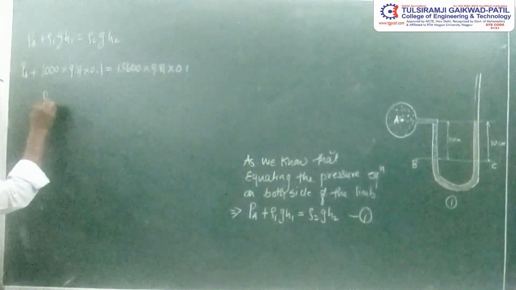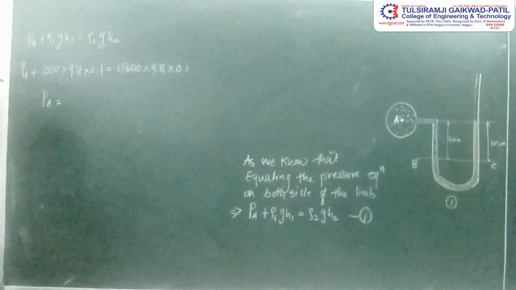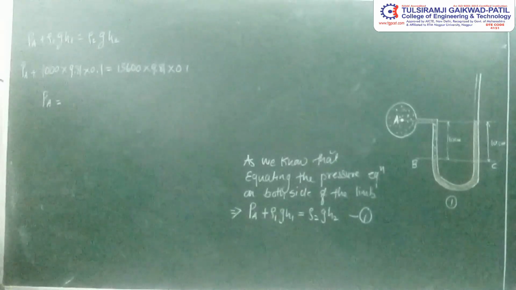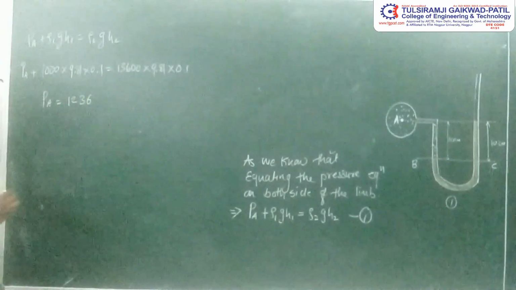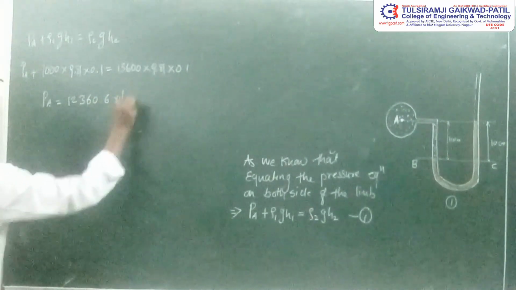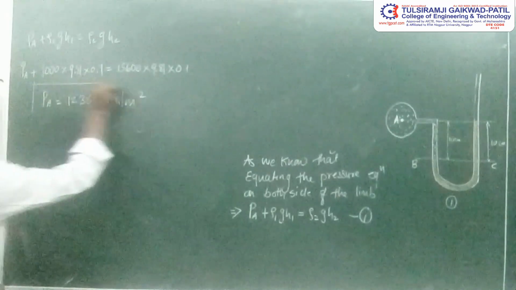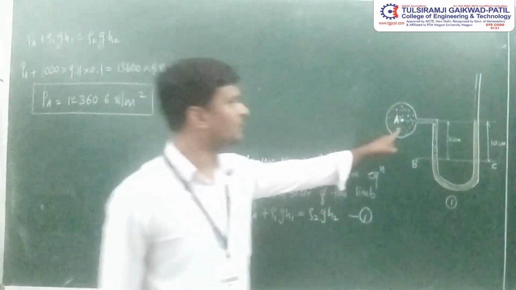After putting the values, we will get the pressure at point A, that is 0.6 Newton per meter square. So this much pressure is acting at point A for the first case.